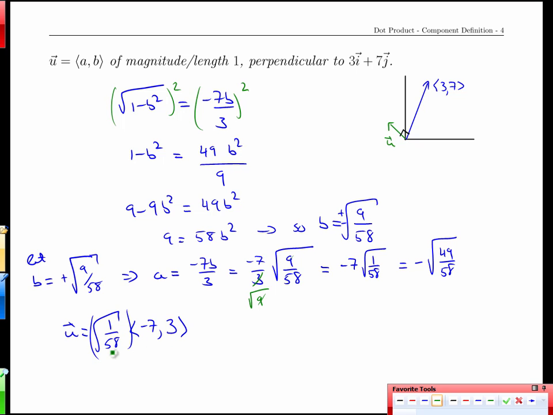So that's not a bad way to go about it. We use the two constraints that we were given, one that the length of the vector had to be 1, and the other one that it had to be perpendicular, and so its dot product with the 3, 7 vector must be 0. And we obtain an answer for u here.